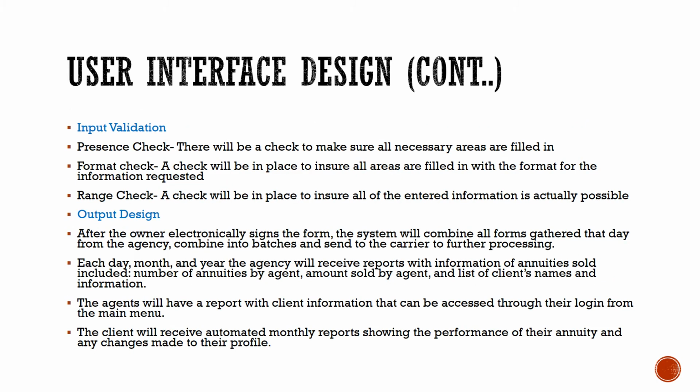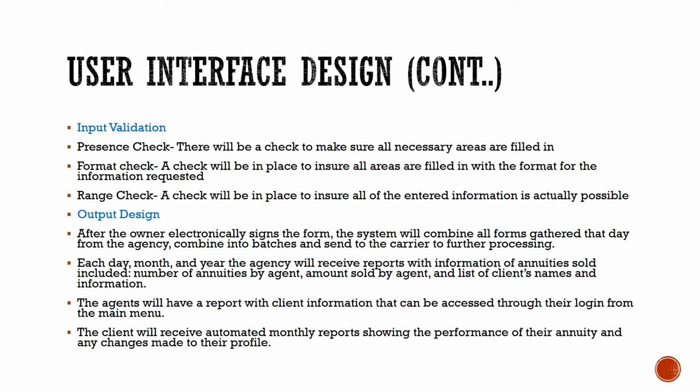So after the form is filled out, and kind of while it's being filled out, there's going to be some input validation. There's going to be a presence check that will make sure that everything we need is filled out. There's going to be a format check to make sure that everything that's filled out is in a format in which we can process. There's going to be a range check, which is going to make sure that all the information is actually possible for us to achieve and provide to our customers, whatever they're looking for.